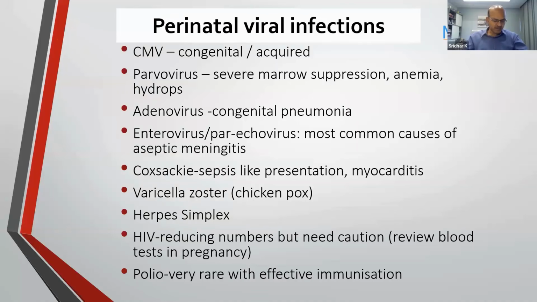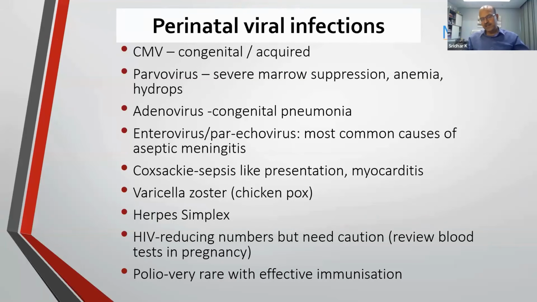Now, a few slides on perinatal viral infections. Obviously, I'll not be covering all of them, but looking at some of the important ones, especially CMV and herpes. The cytomegalovirus can be congenital or acquired, and parvovirus infection leads to severe marrow suppression, anemia, and hydrops. So when you have hydrops, that's one of the differential diagnoses. Adenovirus can cause a congenital pneumonia, and enterovirus or parechovirus infections, Coxsackie virus, they can all have high fever. So these three viral infections are well known to cause high-grade fever, which can be persistent even in newborns.